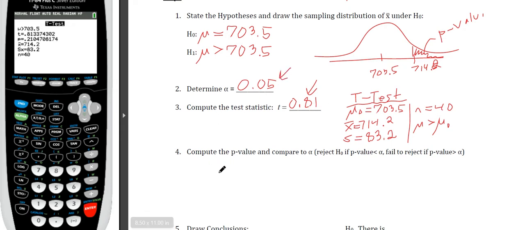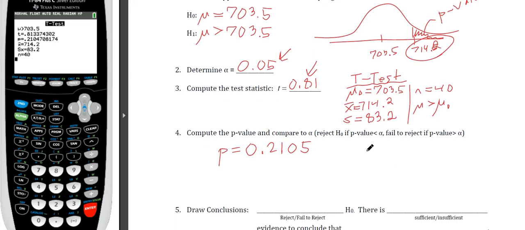And when we look at our p-value, we confirm that this is not looking very good. We get a p-value of 0.2105. And that p-value is really big. That means it's about a 21% chance of seeing something as extreme or more extreme than what we observed. So finding a sample of 40 people, we had this mean of 714.2. There's about a 21% chance of seeing something like that. That's far too likely. That does not seem unusual enough.